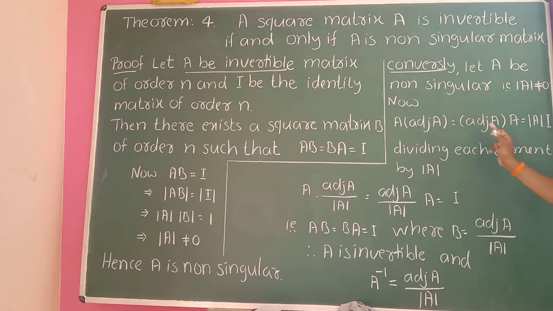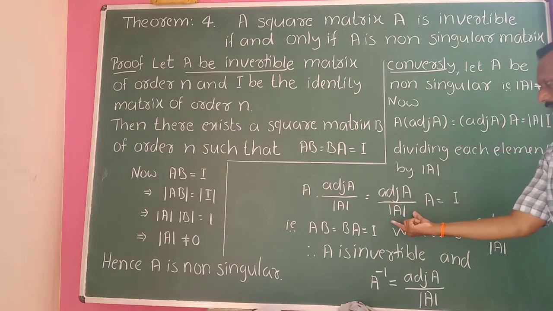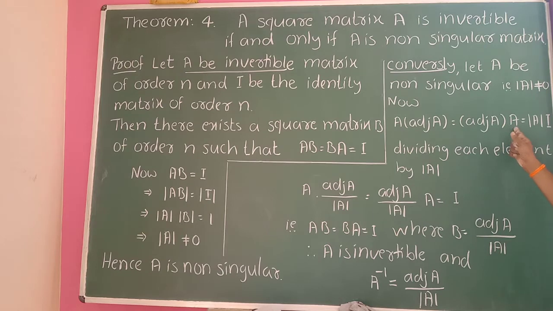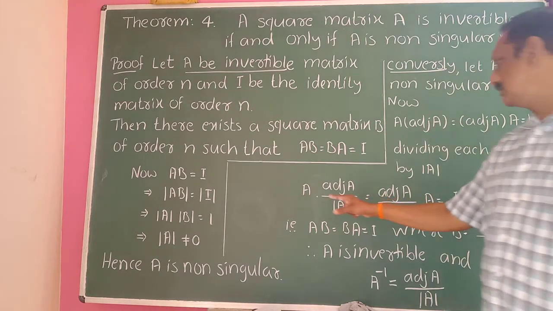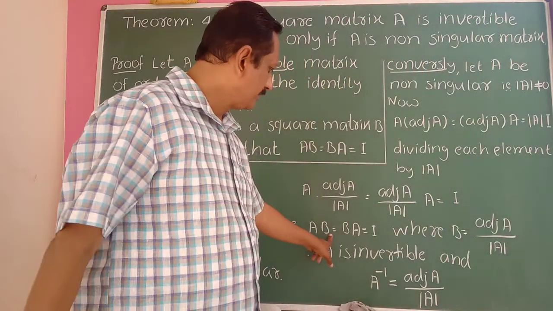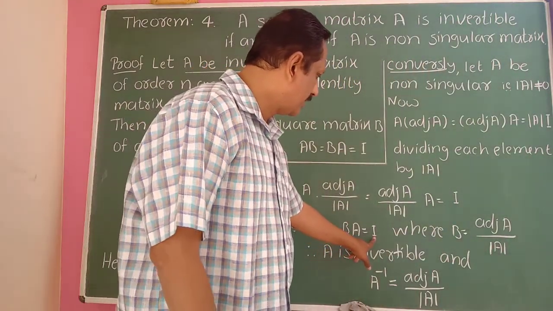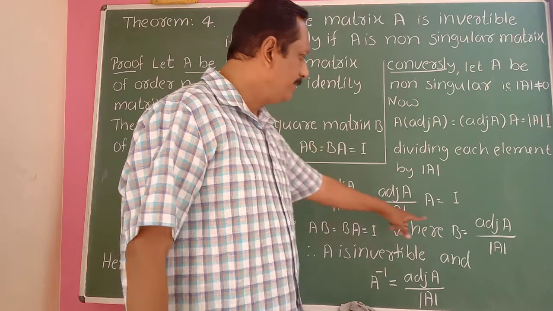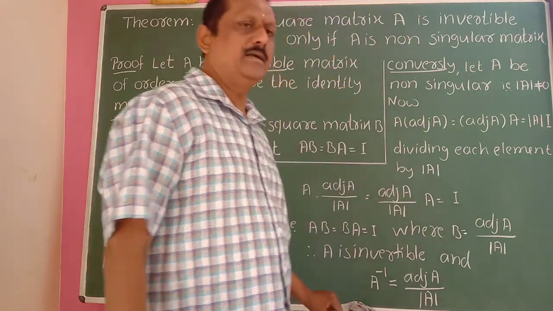Then dividing each element by the determinant of A, we get A into adjoint of A divided by determinant of A is equal to adjoint of A divided by determinant of A into A is equal to I, because the determinant of A gets cancelled, remaining only I. Therefore, comparing this result with AB is equal to BA is equal to I, here B is the adjoint of A divided by determinant of A.